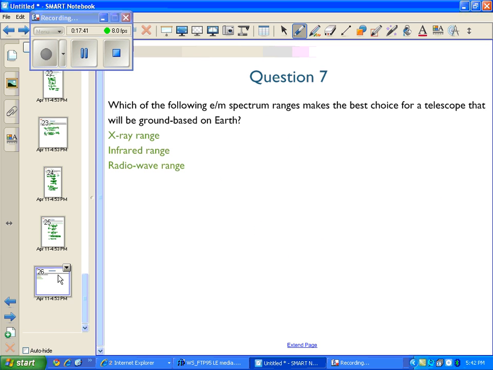Next question. Which of the following electromagnetic spectrum ranges will make the best choice for a telescope that is ground-based? Will it be X-ray? No, because none penetrate the Earth from space. Will it be infrared? No, because only some penetrate. Will it be radio wave? Yes. All radio waves as well as visible rays, visible light, penetrate the Earth's atmosphere.